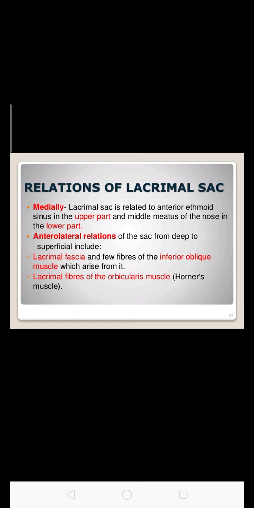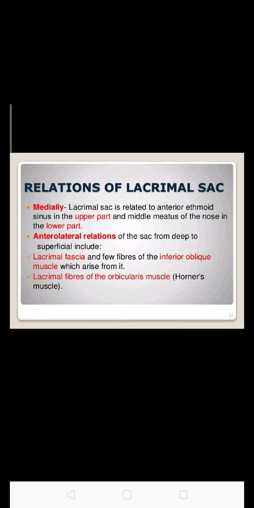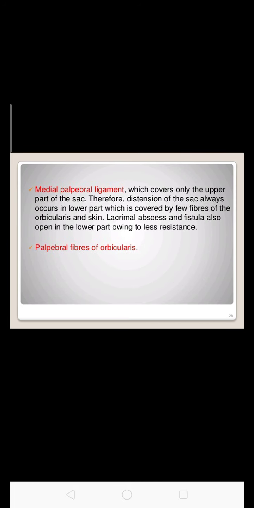Number 2, the lacrimal fibers of the orbicularis muscle, which is called the Horner's muscle. The medial palpebral ligament covers only the upper part of the sac, therefore distension of the sac always occurs in the lower part.